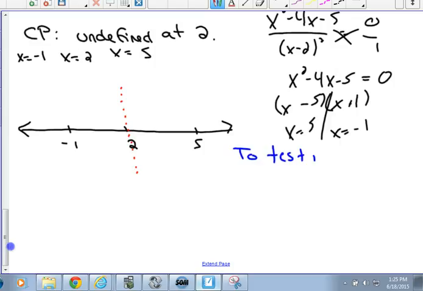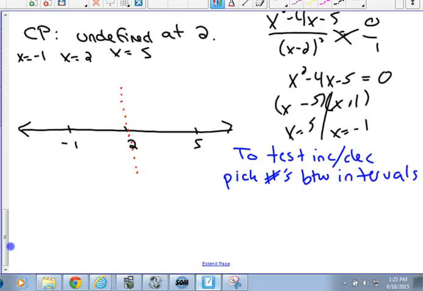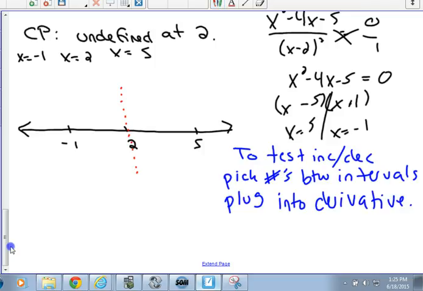You want to pick test numbers between the intervals. Where do we plug them back in? The original? No. I thought we always plug it back in the original. Well, that's the point, it is to find the y. It's to find the other part. When we do the max and min, that's going to be your point.